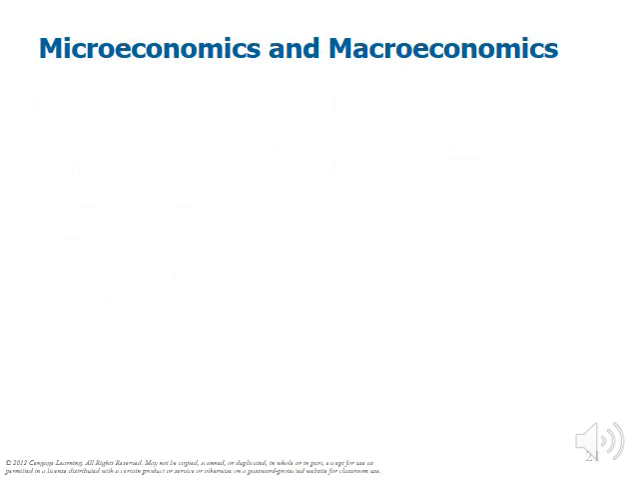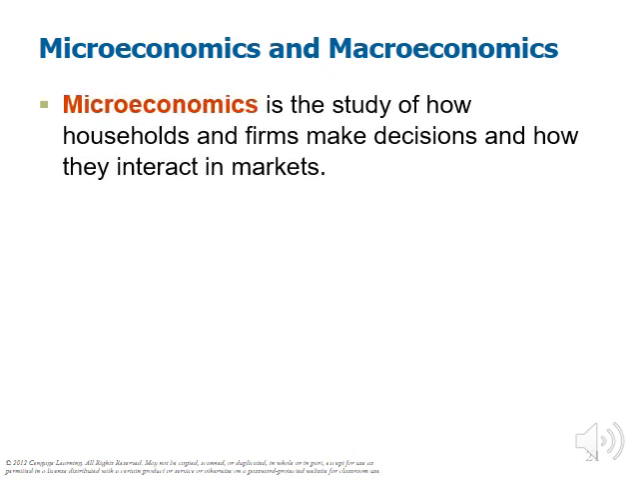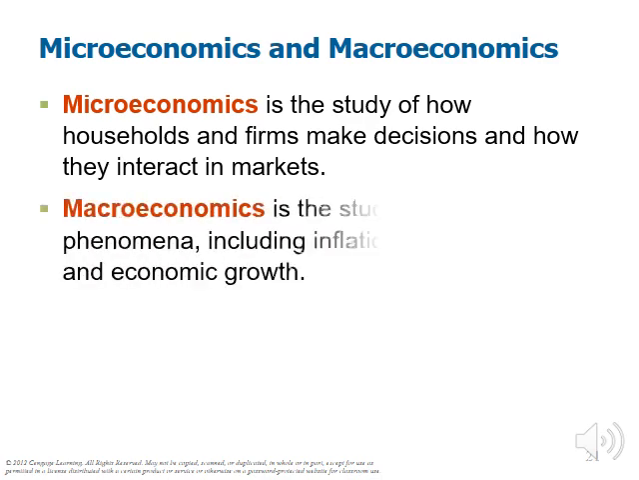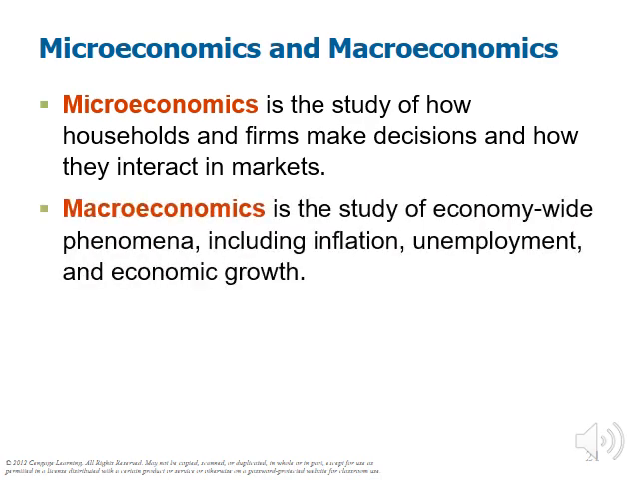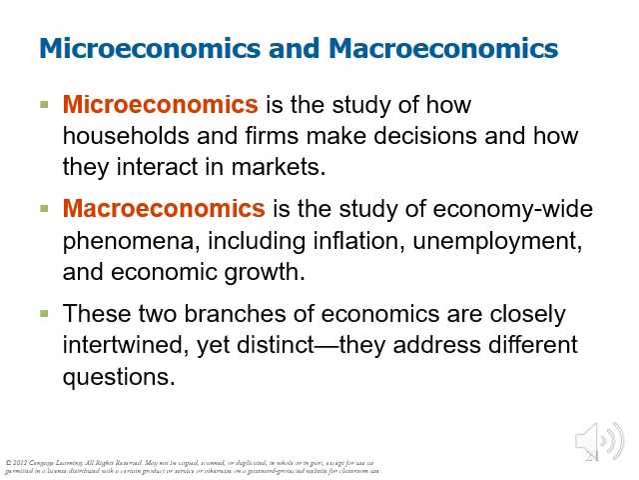Microeconomics versus macroeconomics. These are the two big, broad branches in economics. Microeconomics is the study of how households and firms make decisions and how they interact in markets. It's individuals and businesses and markets. Macroeconomics is the study of economy-wide phenomena, including inflation, unemployment, and economic growth. These two branches of economics are closely intertwined yet distinct, and they address different questions.